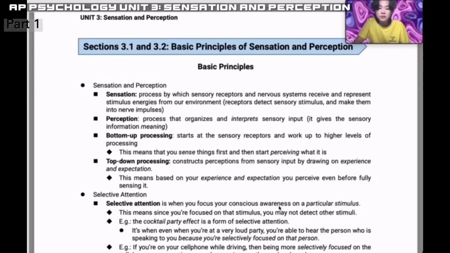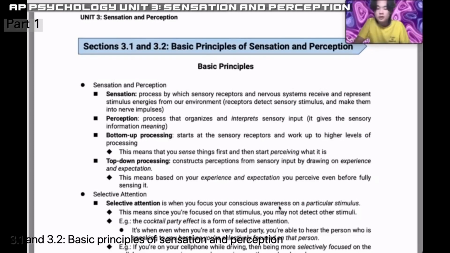So sections 3.1 and 3.2 from the Myers psychology textbook is about basic principles of sensation and perception. So some sensation and perception basic principles are: the definition of sensation is the first thing that must be covered first. So the sensation is a process by which sensory receptors and nervous systems receive and represent stimulus energies from our environment. So the receptors in your brain detect sensory stimulus and make them into nerve impulses.